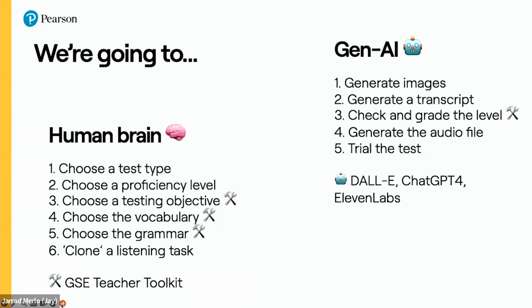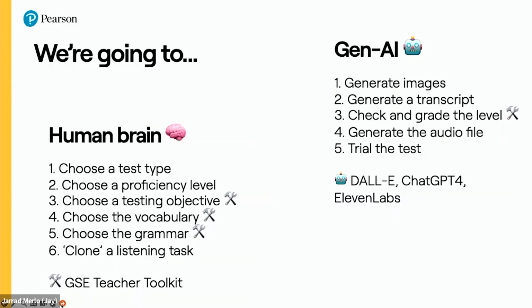Okay, what are we going to do? So we're going to use our brains. We're going to do 6 things with our brain. We're going to choose a test type. We're going to choose a proficiency level. We're going to choose a testing objective, some vocabulary, some grammar. We're going to clone a listening task. That's using our brain. Then we're going to use Gen AI. We're going to generate some images, a transcript. We're going to check and grade the level of that transcript. Then we're going to generate some audio file for it. And we're going to trial our little test.